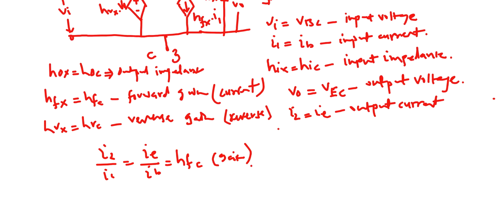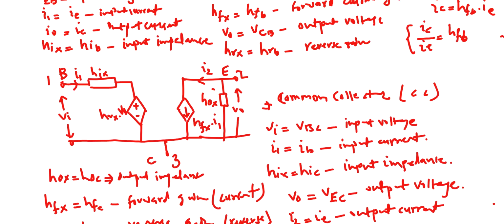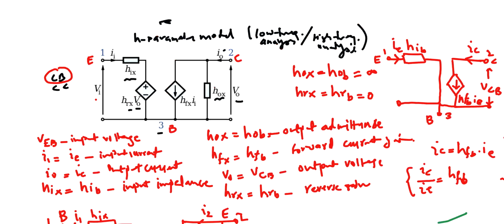And with the output admittance to be 0, the input impedance infinite and the reverse gain to be 0 in ideal case, you can simplify the model for this one. Okay, so we got this for the common collector. This is for the common collector, and up here is for the common base. And we have seen that in a previous module how to derive the H parameter model for a common emitter also.